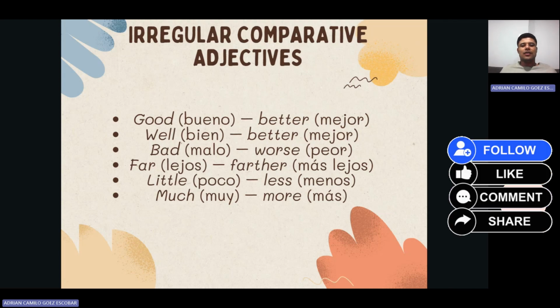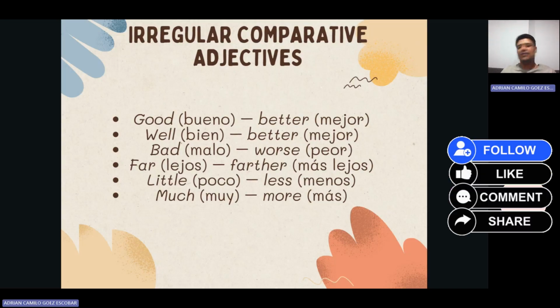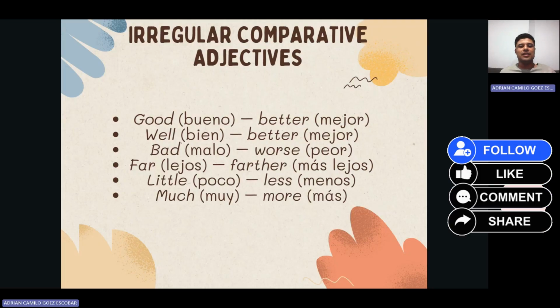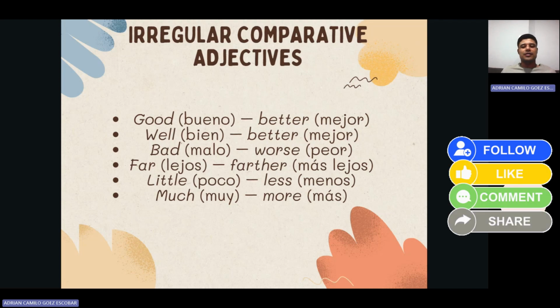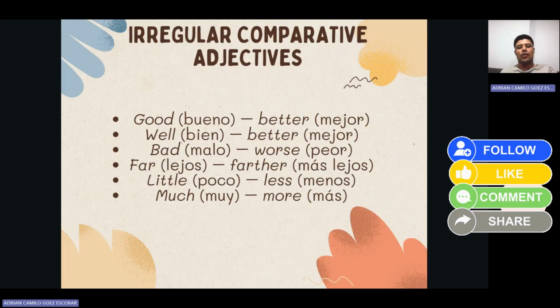There is a group of irregular adjectives related to quantity. These are adjectives or determiners of quantity, and they also have irregular comparative forms that are frequently used, such as much, more; little, less; few, fewer. Okay, irregular adjectives are a small group of very powerful words that simply break the syllable pattern. Good, better; well, better; bad, worse; far, farther; little, less; much, more.